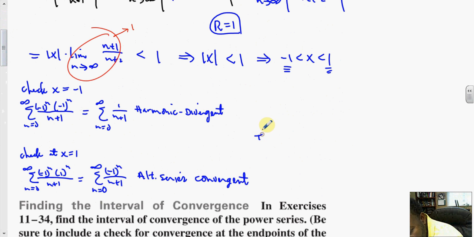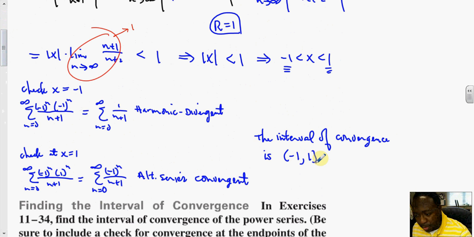So the interval of convergence is open at negative 1, comma, closed at 1. Here the radius is 1.